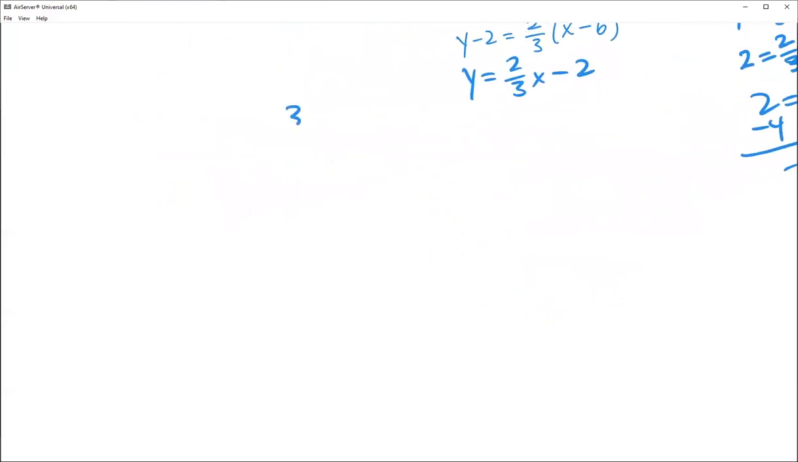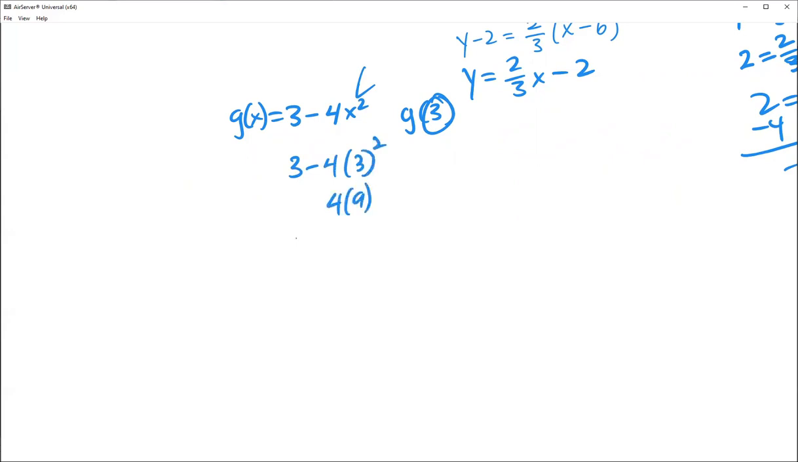is 3 minus 4x squared, and then you have to find the g of 3. That's the g of x. All you're doing is just plugging in the 3 in for this, so be careful though. This is 9. 4 times 9 is 36. 3 minus 36. Right? This is 9, yeah. This is negative 33.